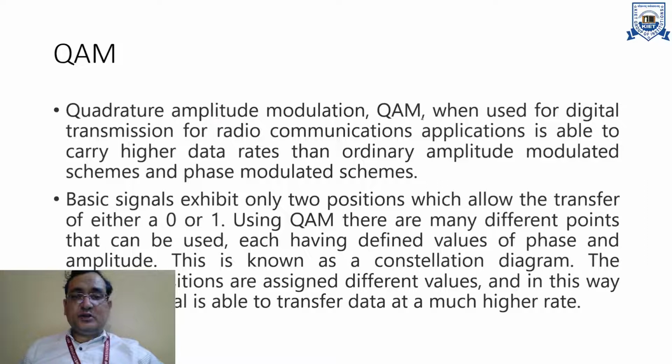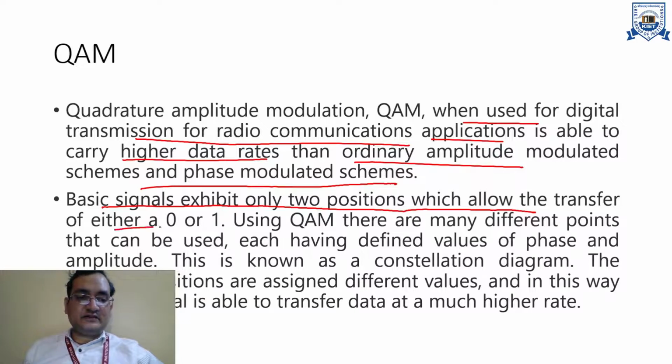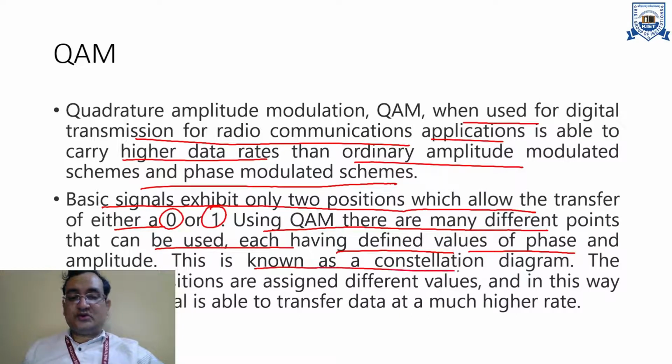Quadrature amplitude modulation, when used for digital transmission for radio communication applications, is able to carry higher data rates than ordinary amplitude modulated schemes and phase modulated schemes. Basic signals exhibit only two positions, which allow the transfer of either a 0 bit or a 1 bit. Using QAM, there are many different points that can be used, each having defined values of phase and amplitude. This is known as the constellation diagram.